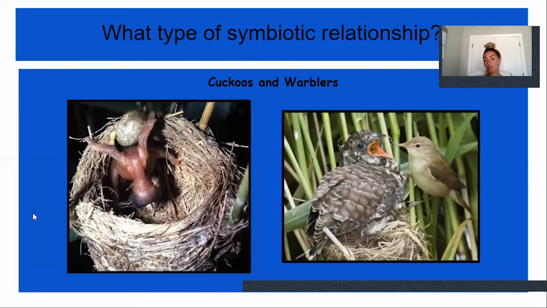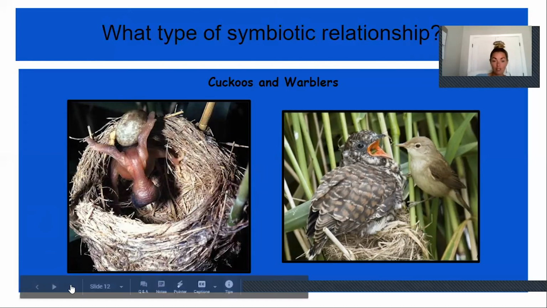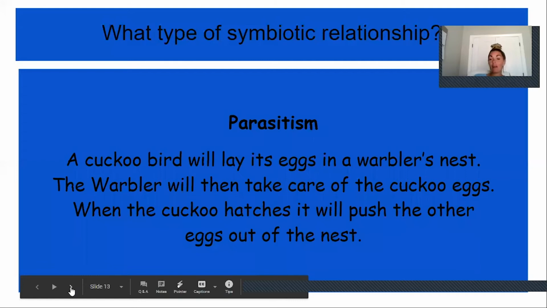All right, what type is this? We have cuckoos and warblers. So they're both birds. Are they carnivore birds? Think about this one. What would they fall under? Predation, commensalism. Okay, hopefully you wrote something down. They are parasitism.